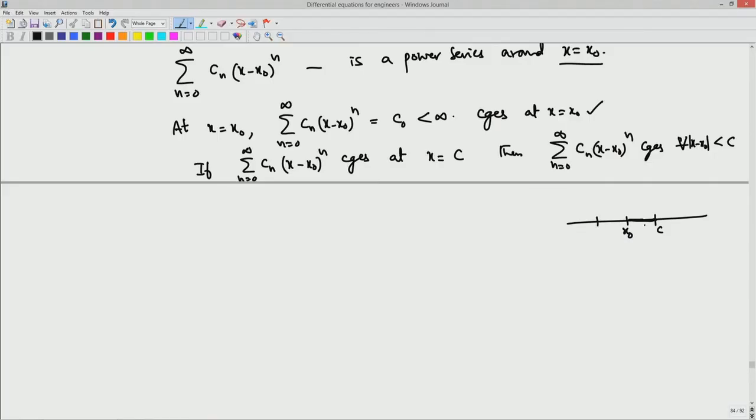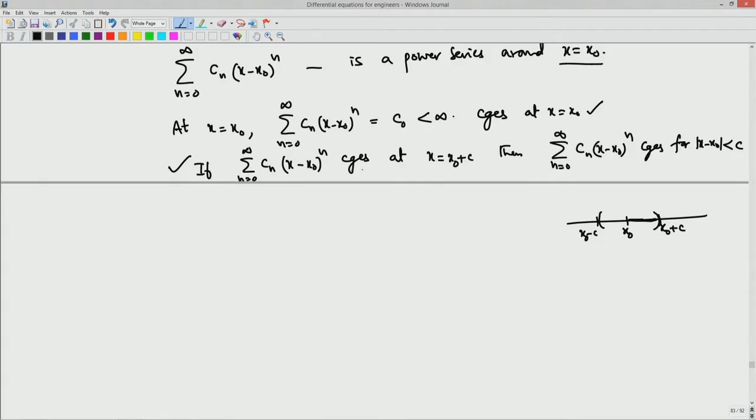So, you have x, this should be x naught plus c. So, at c means x naught plus c, let us say. If it converges at x equal to x naught plus c, then it converges for mod x minus x naught less than c, for all x within this interval. So, if this is x naught plus c, given that this is finite here, I know that from x naught minus c up to here, this power series converges absolutely. So, we will see how this property we can easily see.